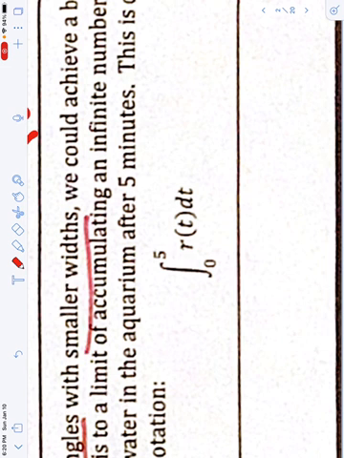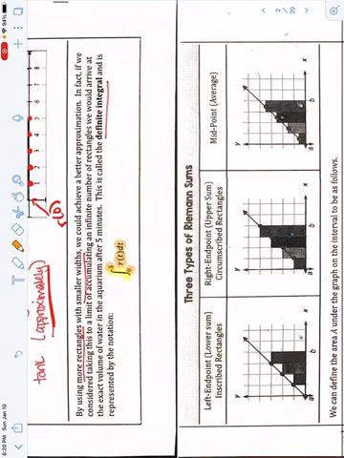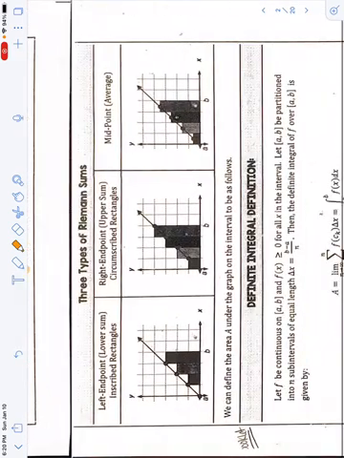Now check this out, because this is sort of your first introduction to what an integral looks like. So it's got this neat little curvy thing. And then I'm going from 0 to 5. This is what I'm integrating. And then you've got this dt on the end. And we'll examine all of that, but that's what an integral looks like.